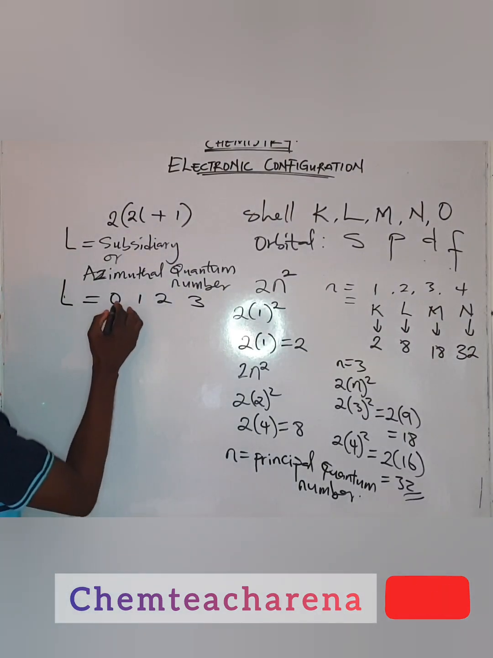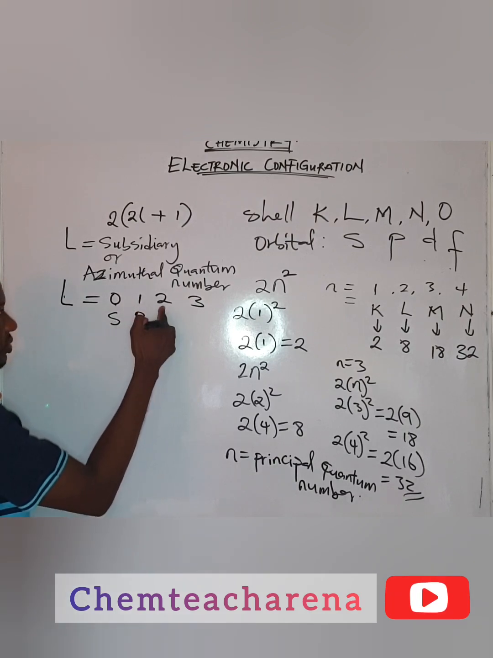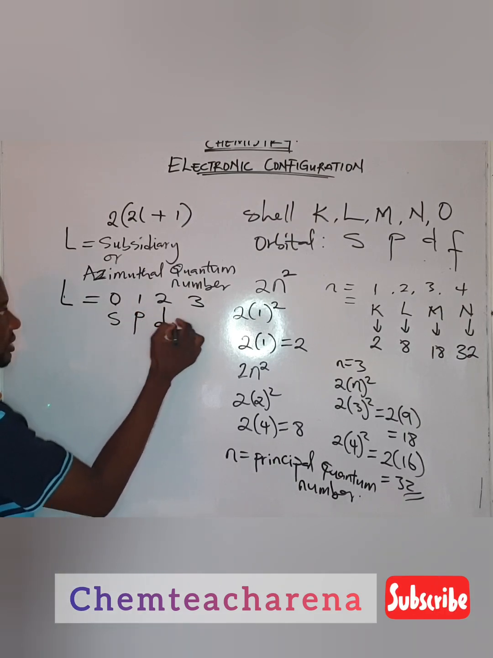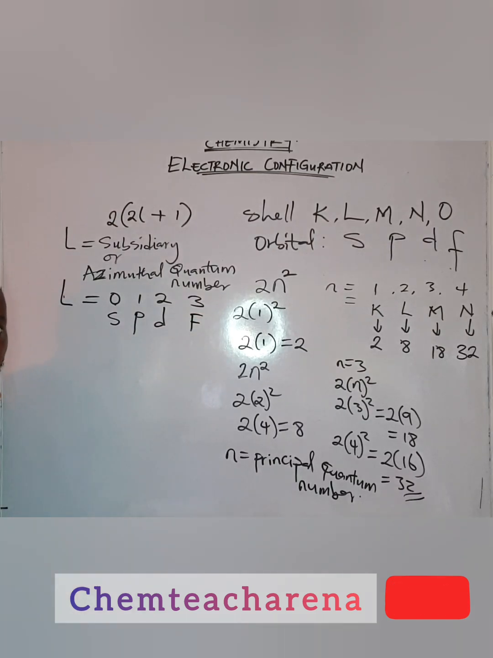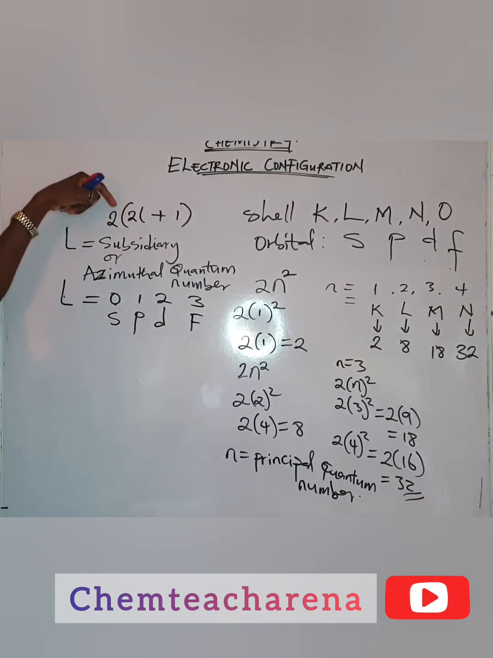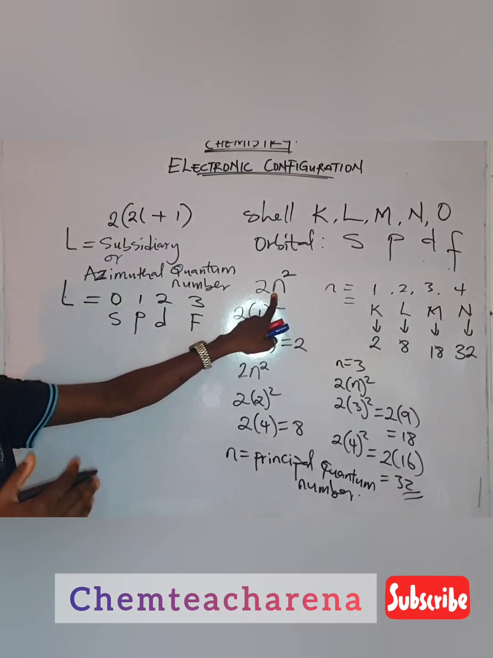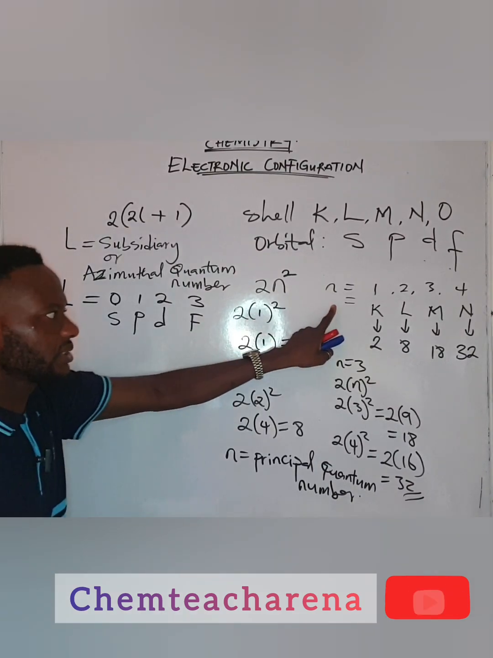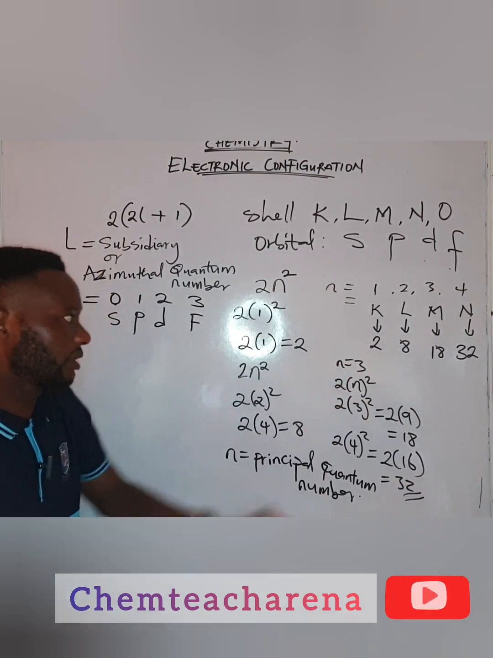Then where this is, 0 is S, 1 is P, 2 is D, then 3 is what? F. I hope we are together. Now, having done this, we look at this formula, the same formula we use to know the maximum number of electrons that each of these shells can hold, where we have 2, 8, 18, and 32.